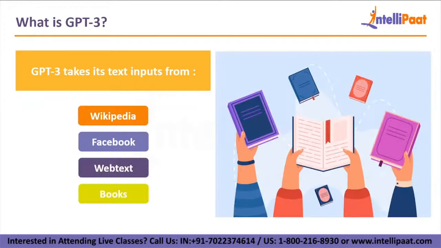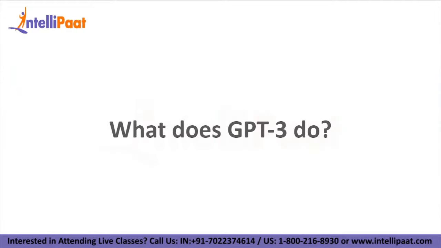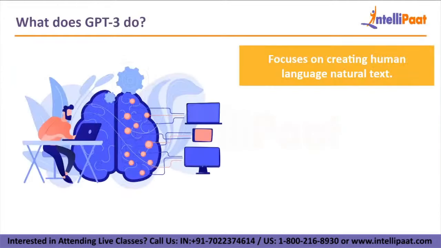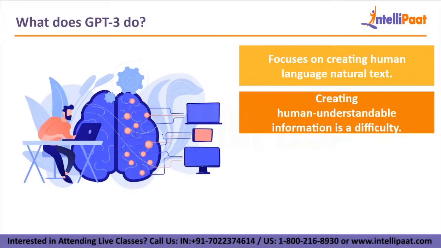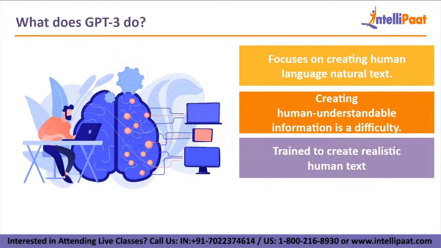Our next topic in line is, what does GPT-3 do? Natural language processing, or NLP, includes natural language generation as one of its primary components, which focuses on creating human language natural text. For robots that don't comprehend the subtleties and nuances of languages, however, creating human understandable information is a difficulty. GPT-3 has been trained to create realistic human text using text from the internet.